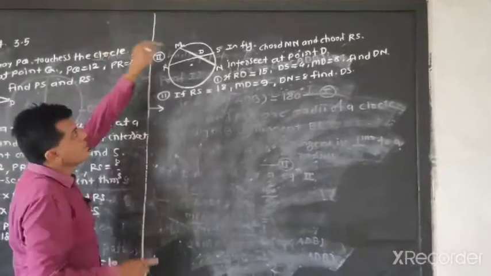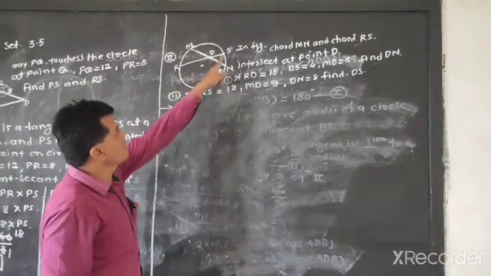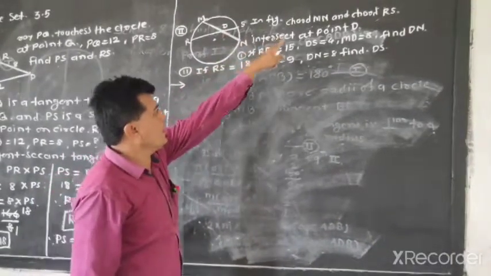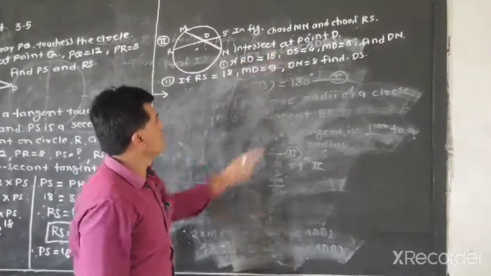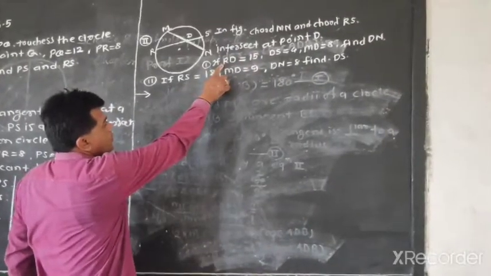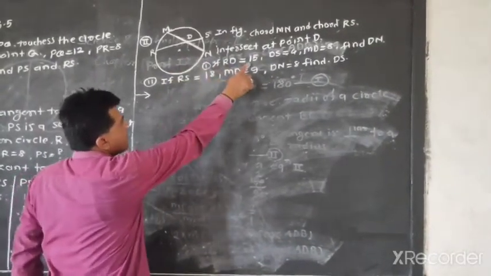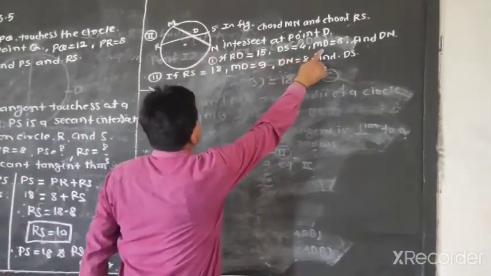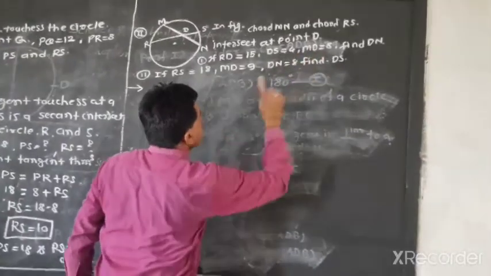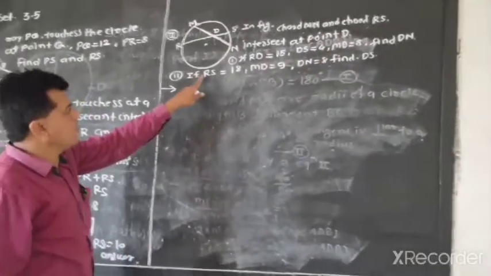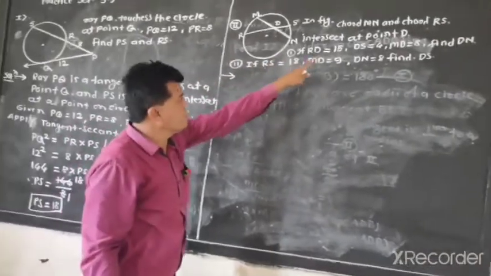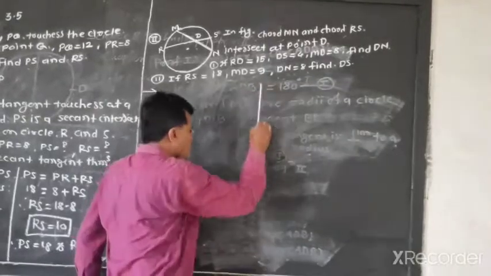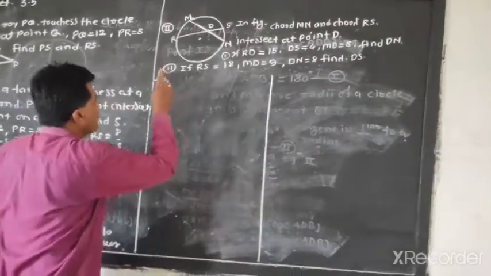Here is the second problem. MN and RS are chords that intersect at point D on the inner side. Chord MN and chord RS intersect at point D. First, if RD is equal to 15, DS is equal to 4, and MD is equal to 8, find DN. Second, if RS is equal to 18, MD is equal to 9 and DN is equal to 8, find DS. There are two examples to find.